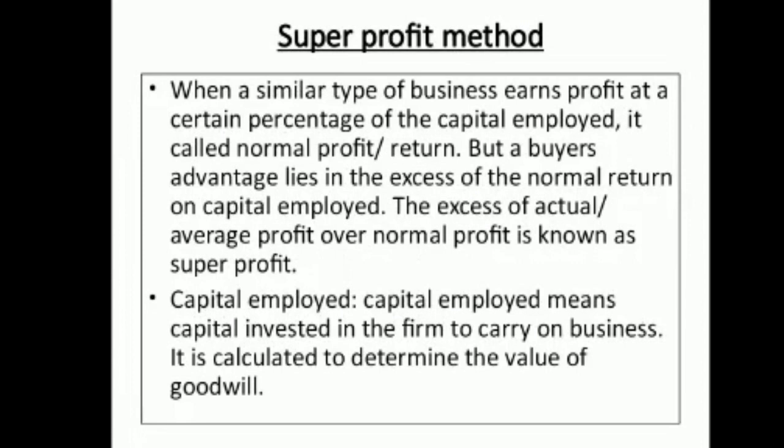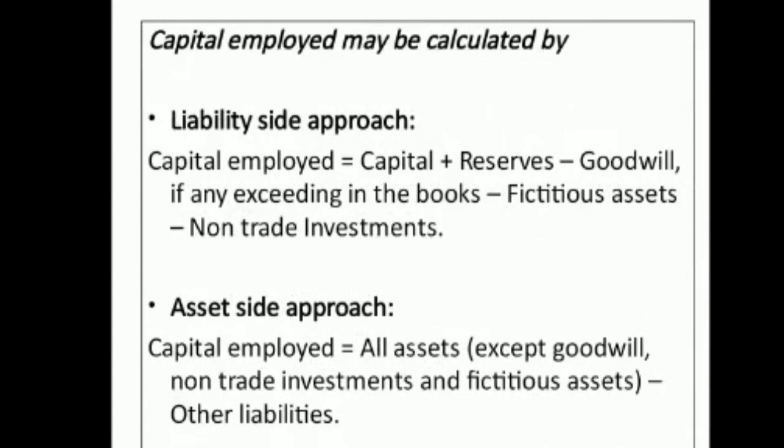Then in that method, we will be calculating the capital employed. The capital employed of the business can be calculated in different ways: from the liability side approach and from the asset side approach. When you calculate from the liability side approach, capital employed is capital plus reserves and all that we have, and we have to deduct the goodwill, if any, already existing in the books, and minus fictitious assets and non-trade investments. I will explain what trade investments, non-trade investments and fictitious assets are.